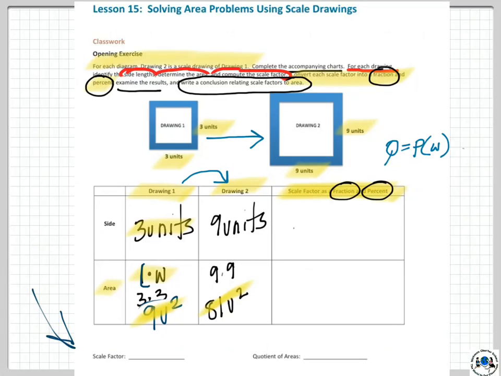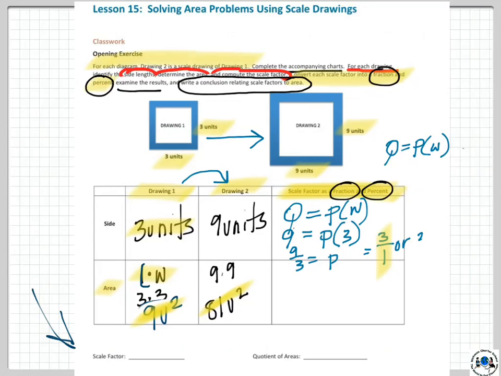Again, we are going from drawing 1 to drawing 2. Very important, because that would make it, as you can see, an enlargement, which is going to be very different than a reduction. So Q equals P times W. Therefore, 9, which is the result of the scaling, equals this percentage, whatever it is, times 3, which is the original side length. Then we just put 9 over 3 equals P, and so P equals 3 over 1. That as a fraction is our scale factor, and of course as a percent that would be 300%. So this drawing 2 is a 300% scaled up drawing of drawing 1.